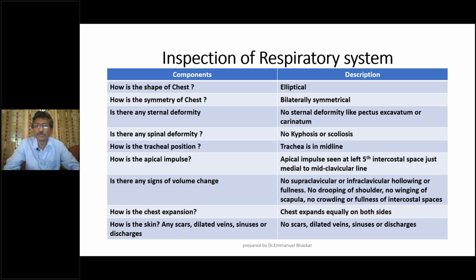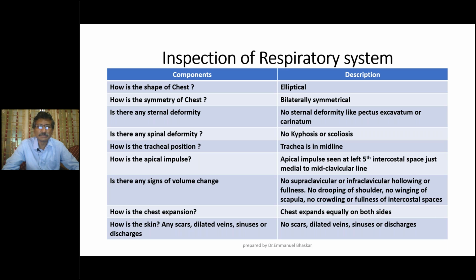Then if there is any change in the volume, I have already told you what the components are. You will tell it as no supraclavicular or infraclavicular hollowing or fullness. Remember to tell hollowing or fullness, because even fullness is abnormal. And no drooping of the shoulder, winging of the scapula. Again, no crowding or fullness of the intercostal space. So two places you can get a hollowing or a fullness: one is the supraclavicular and infraclavicular region, another is the intercostal spaces.